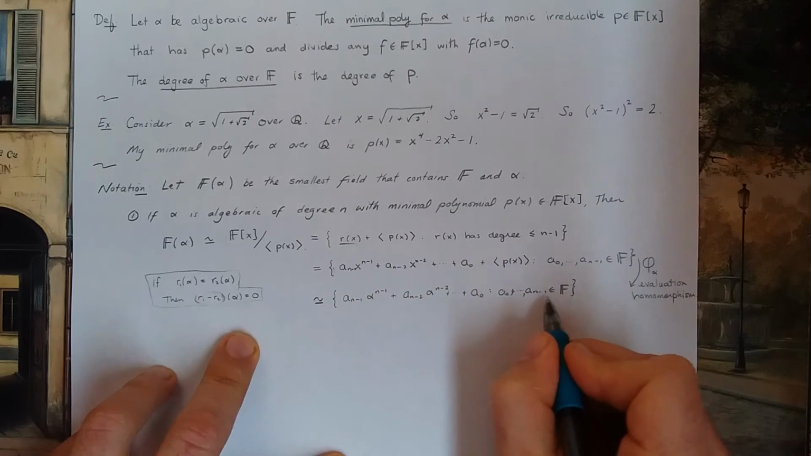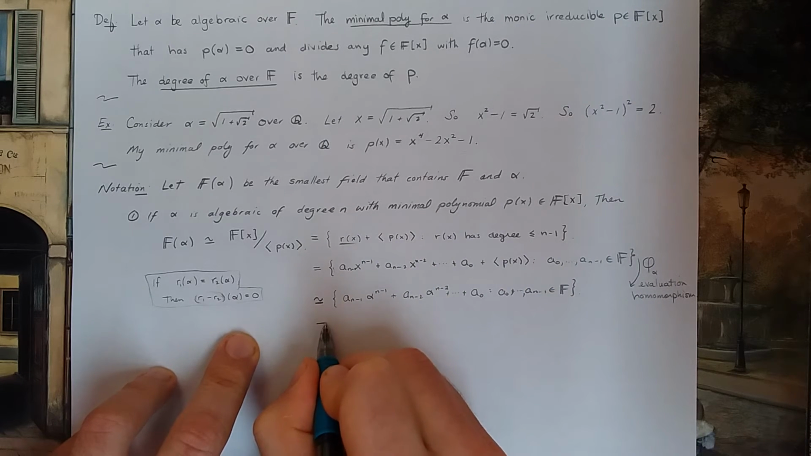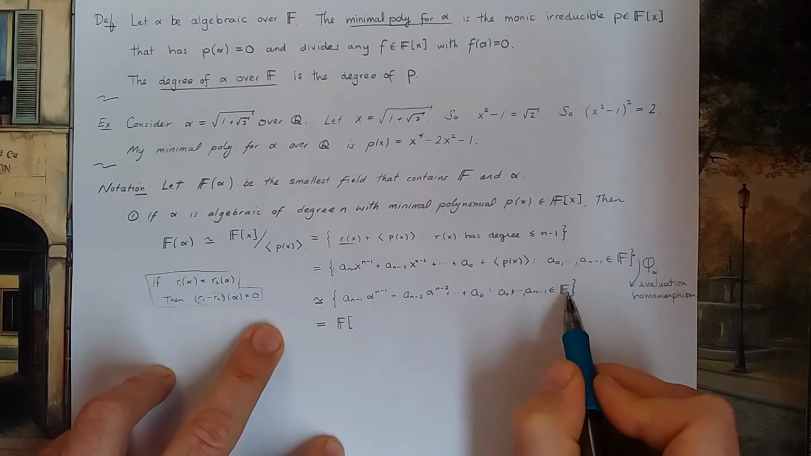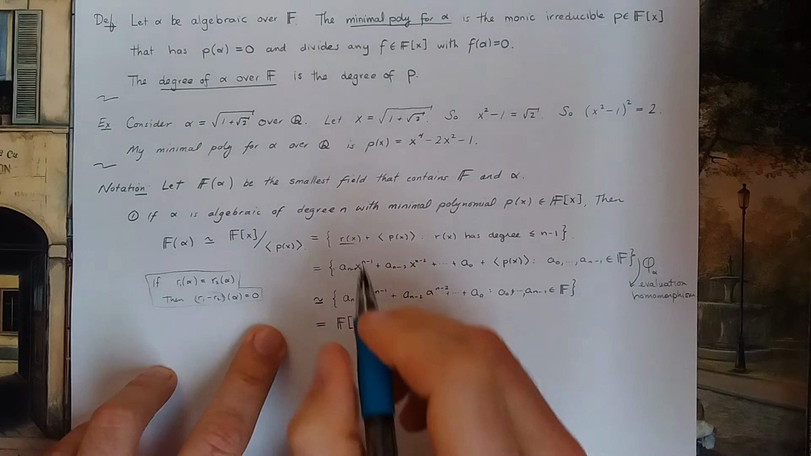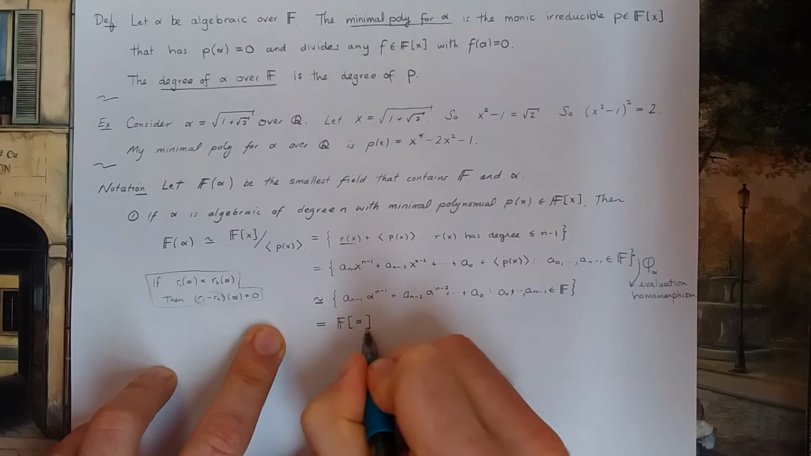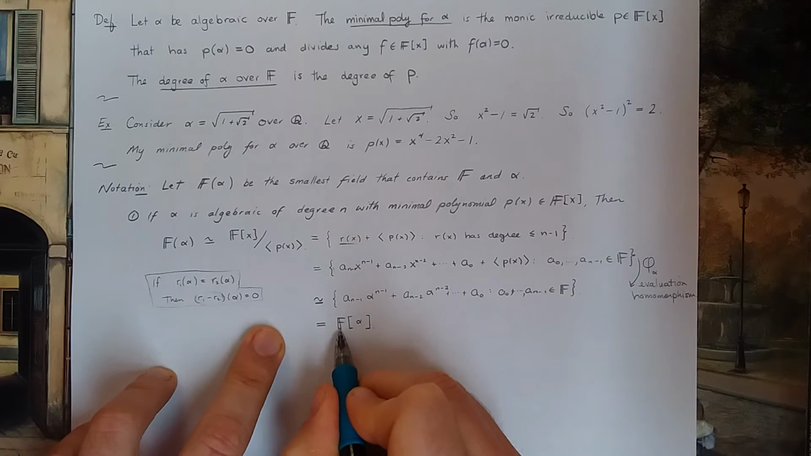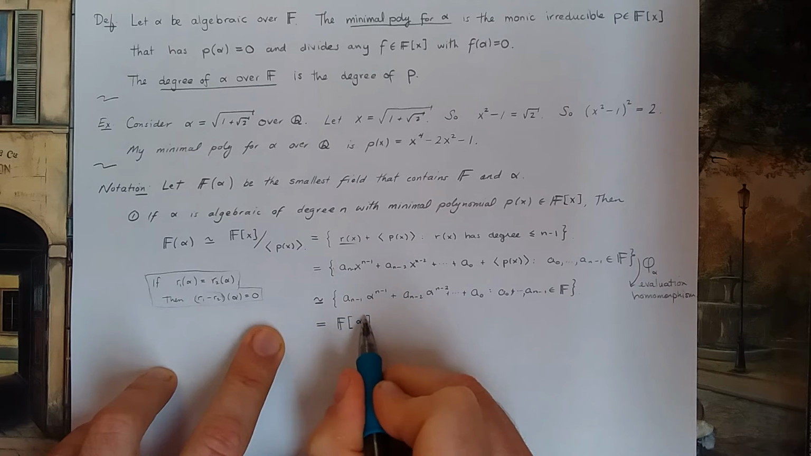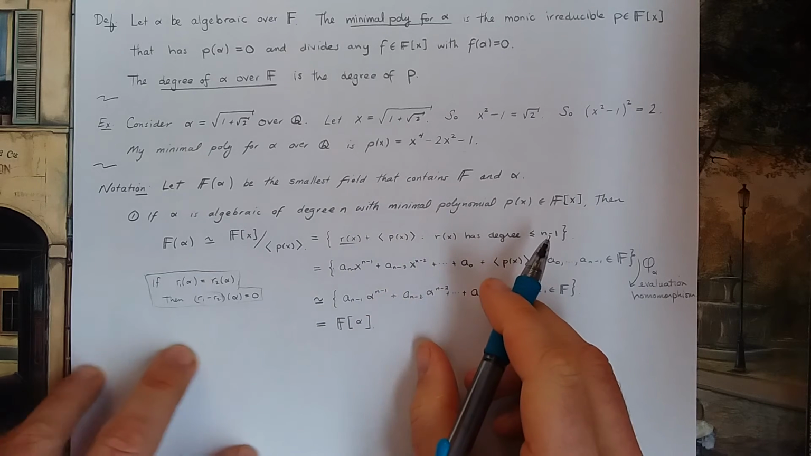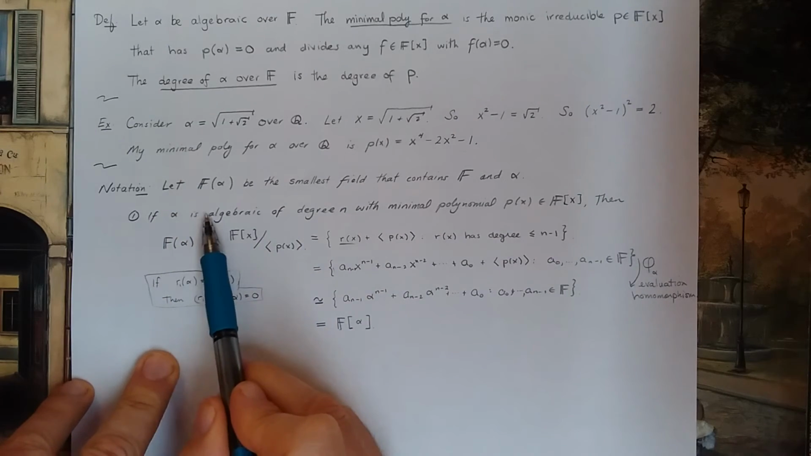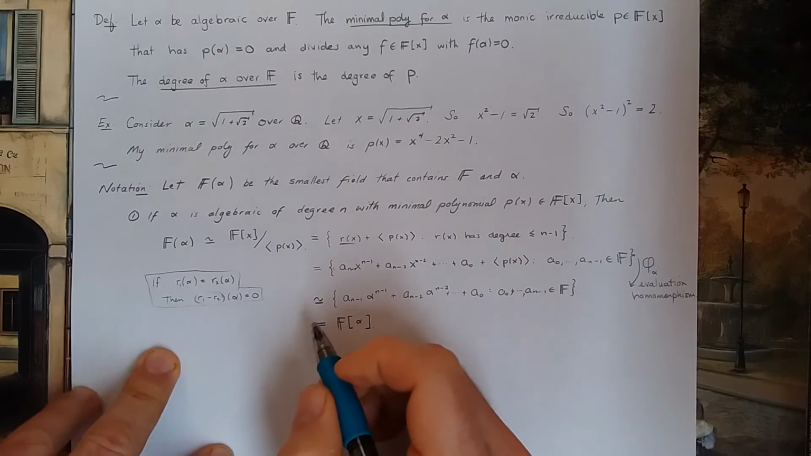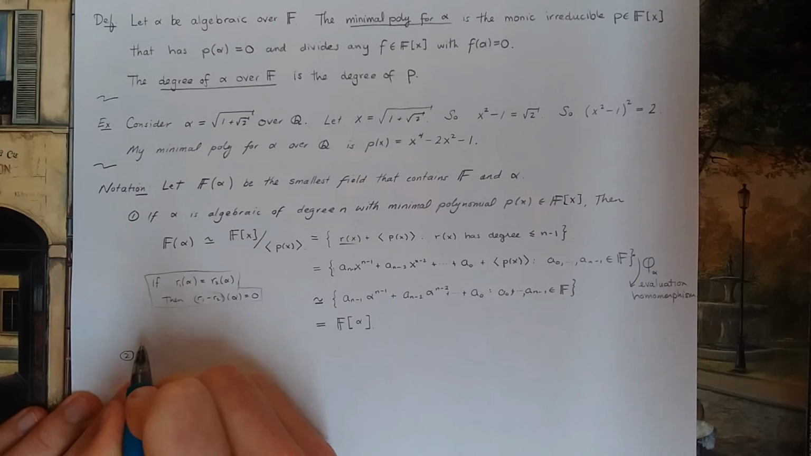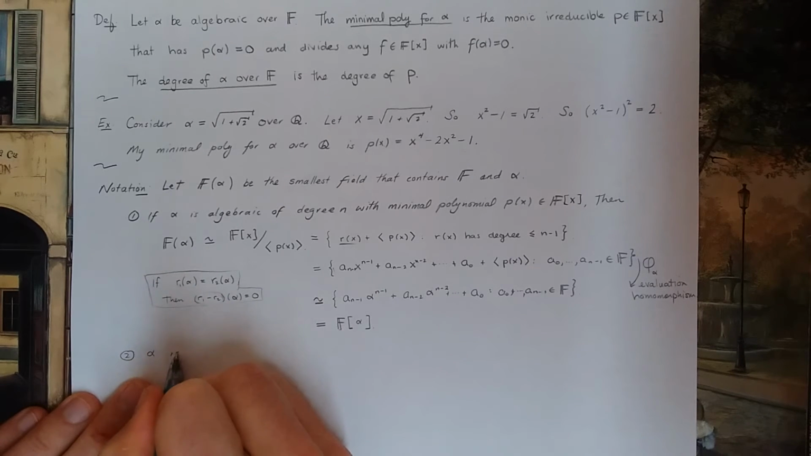And this right here, if you think about it for a moment, that is the ring of polynomials in alpha where I have coefficients in my field. So it's all possible polynomials in alpha. So that's what happens when alpha is algebraic of degree n. And the other situation is if alpha is transcendental.